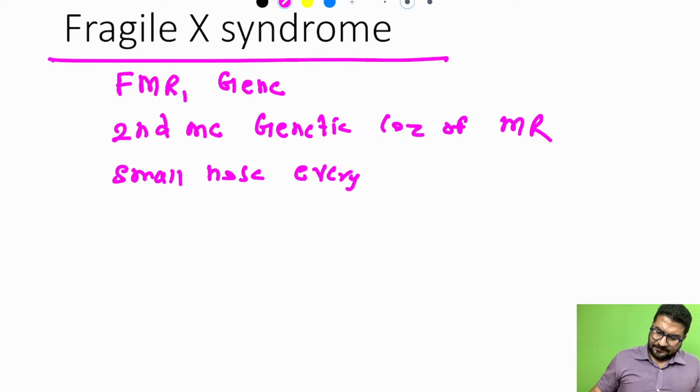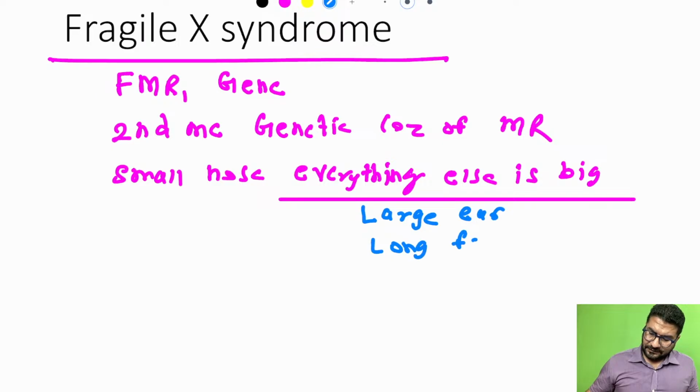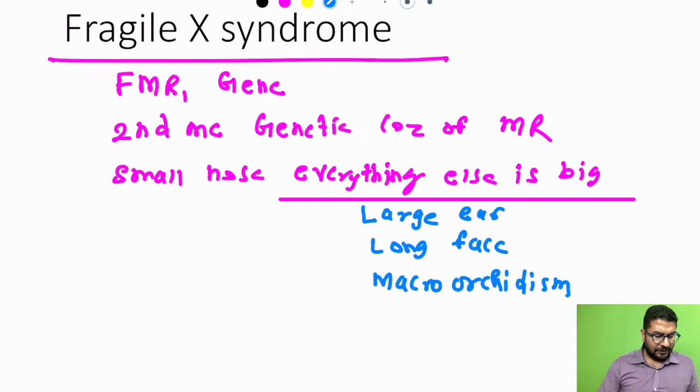everything else is bigger. So what else is bigger? So understand this thing, नाक को छोड़ के, they will have large ears, कान बड़े बड़े होंगे, a long face, एक लंबा चेहरा होगा, macro-orchidism, testis भी बड़े हैं. So this is something that you should know about fragile X syndrome.